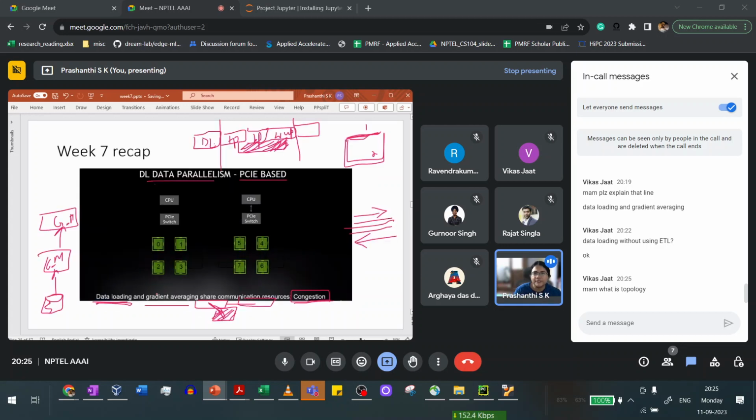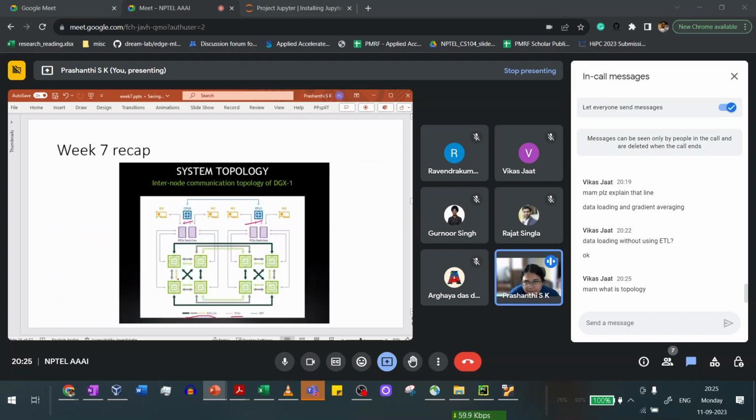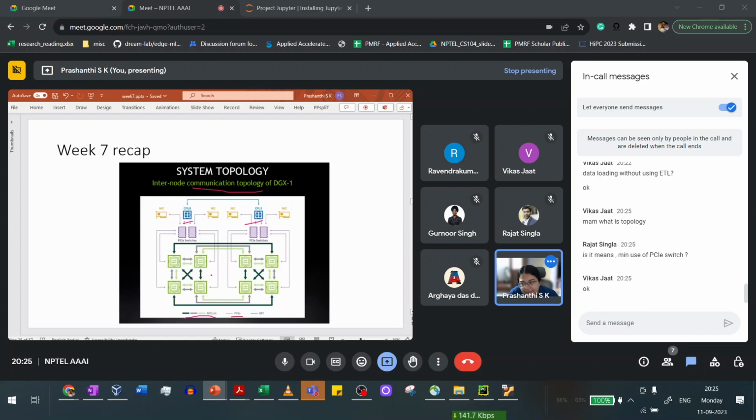What is topology in this context? We are talking about a communication topology here. Broadly, it is about how these GPUs are connected to each other. Is it through an NVLink? Is it through PCIe? Is it through multiple NVLinks, etc.?